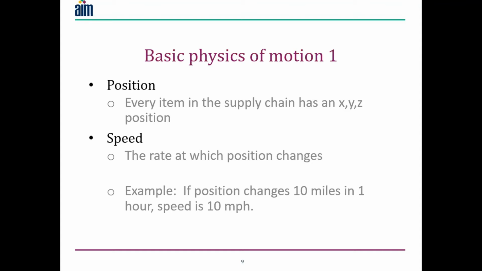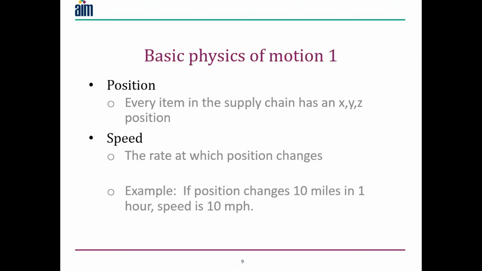So we're just going to define what each of these are. And the first point is position. So every item in the supply chain has a position in free space that we can measure relative to a reference point and let's say use the units of feet and meter. And then next, we have the speed or the velocity of the device, which is really the rate at which position changes. And we're going to simplify this to a one-dimensional problem to make it as simple as possible to solve. And here's just an example.